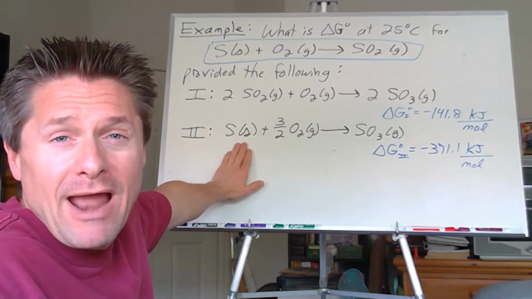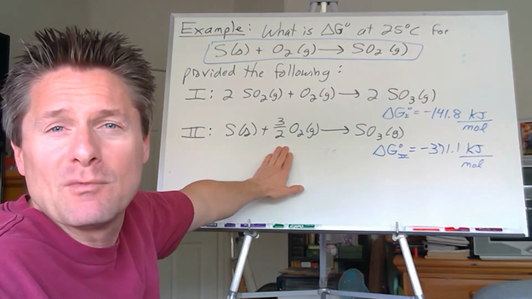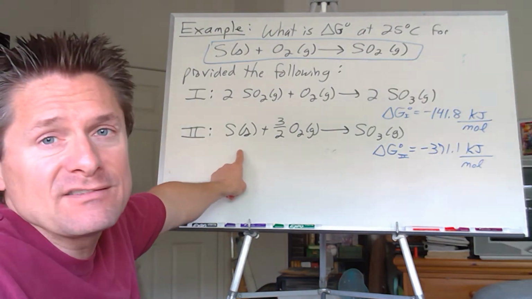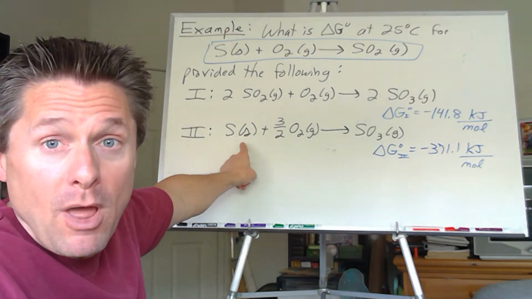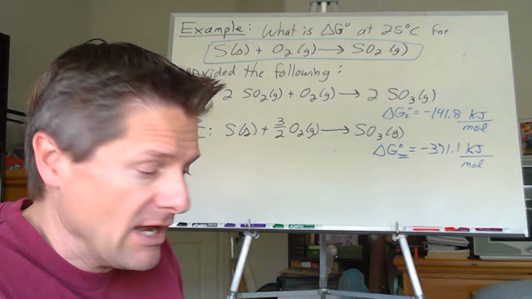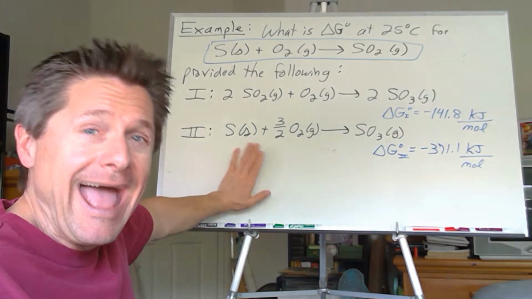The second one provided is 1 mole of sulfur on the left-hand side plus 3/2 a mole of oxygen gas, giving us 1 mole of sulfur trioxide. Well, that has solid sulfur. Do you see that? And it's on the reactant side, which is what we want, and it's the correct coefficient. So I'm going to leave equation 2 alone. It has the solid sulfur.